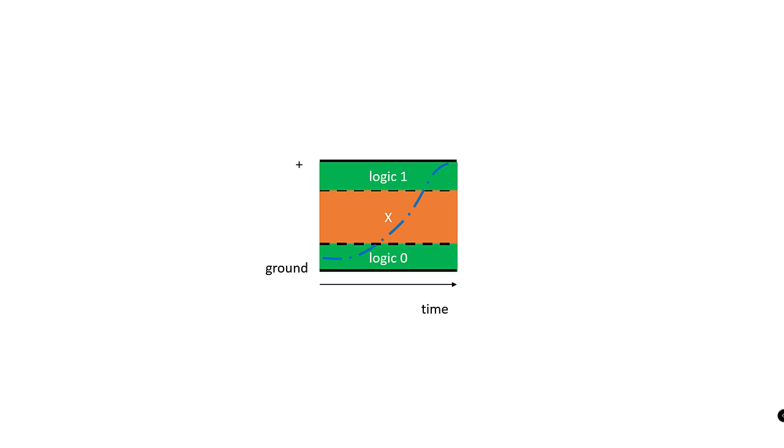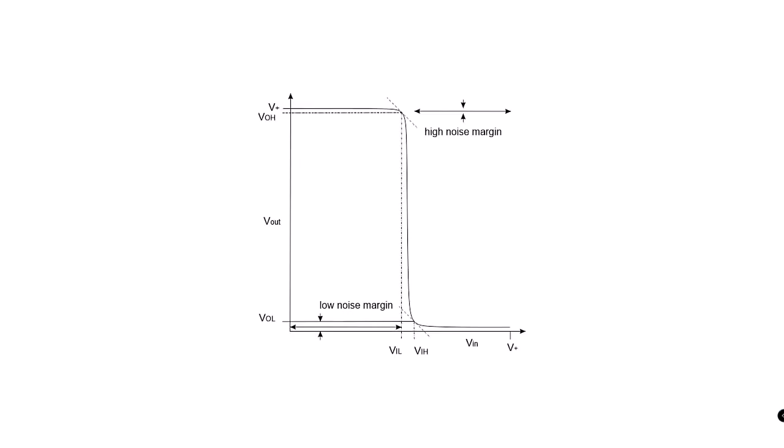Lower voltages we define as a logic 0. Upper voltages we define as a logic 1. The range in between we define as an unknown logic value, or X. In order to get between logic 1 and logic 0, the signal has to go through the X region, but we want to minimize the amount of time that the signal stays as X.